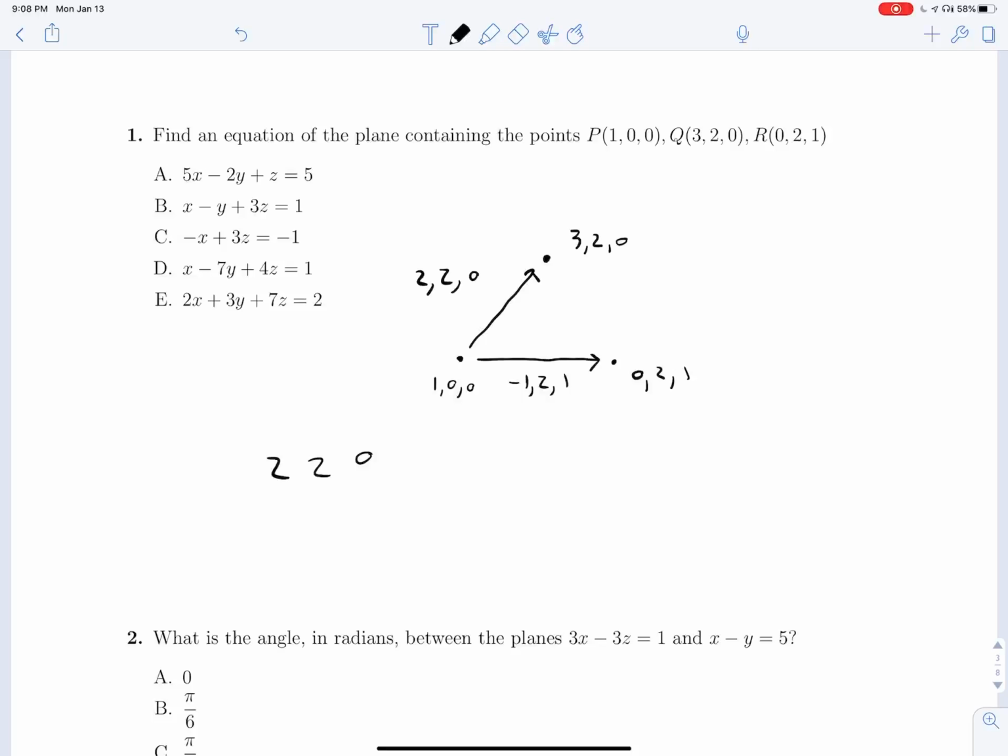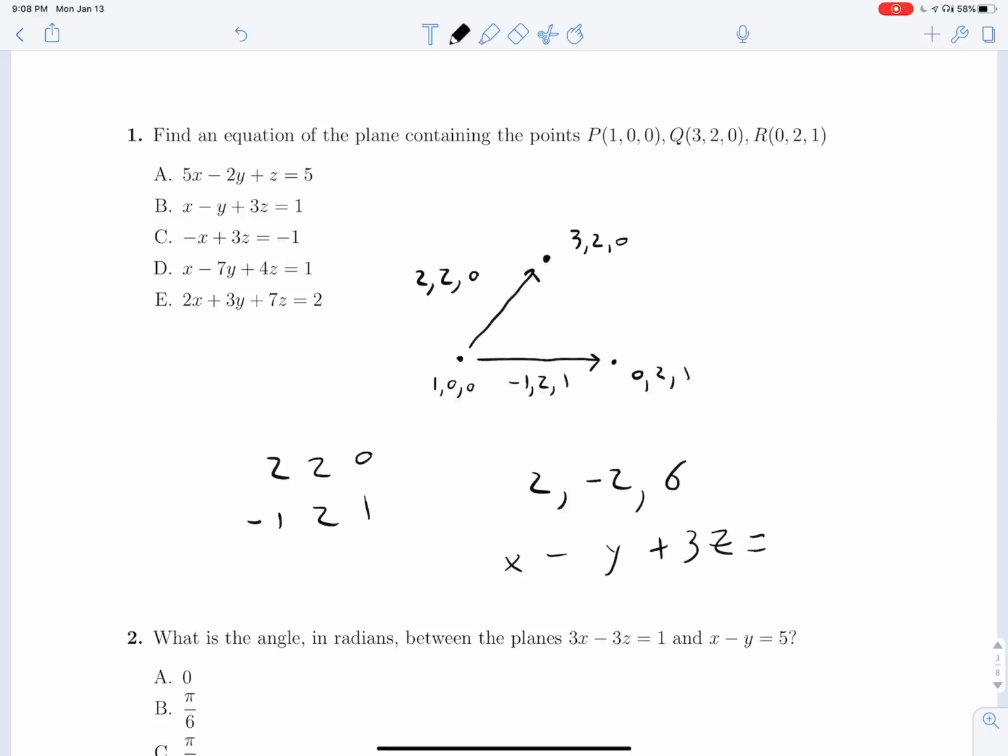So let's cross these: (2, 2, 0) and (-1, 2, 1). We're going to get (2, -2, 6). And we can put this into an equation of a plane. We have 2x minus 2y plus 6z, and we'll just simplify this down, (1, -1, 3), and then that's equal to some constant.